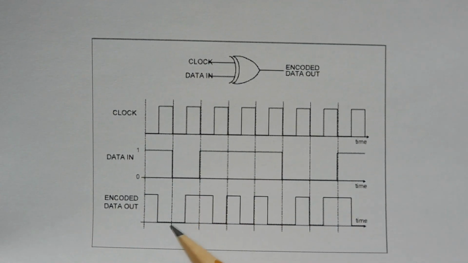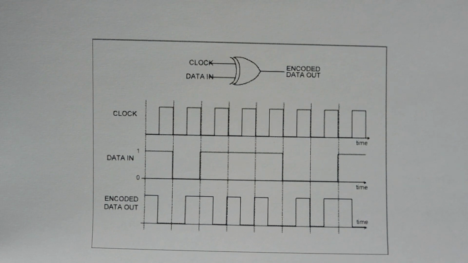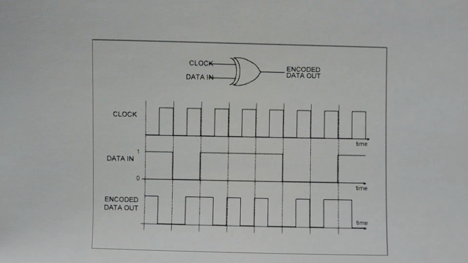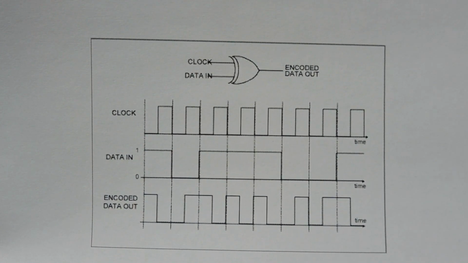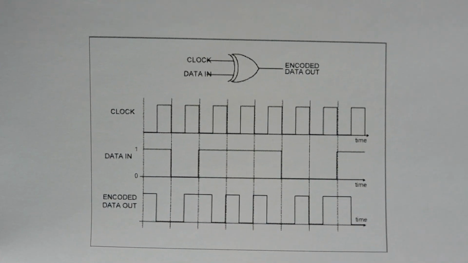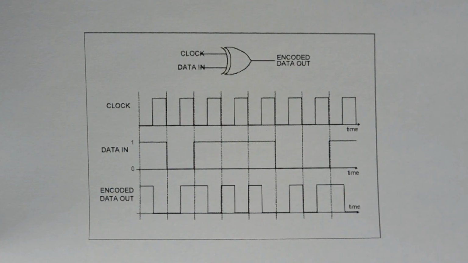Now if we look at the data output, a logic 0 is a transition from 0 to 1 at the bit center, and a logic 1 is a transition from high to low at the bit center. So this encoded data output works very well for radio transmissions.